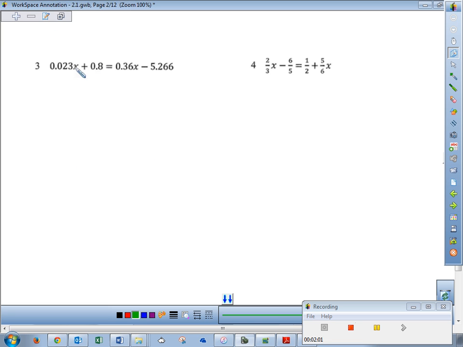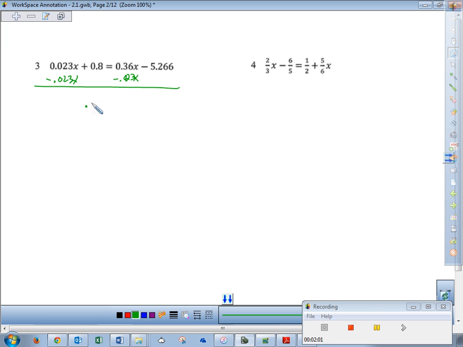Next guy, decimals. If you want to, you could clear the decimals by multiplying by 1,000, because that's the most decimals you see. It's thousandths, 3 decimal places. Or, since we're just doing it algebraically, why don't you just get all the x's on one side, just keep the decimals in there. So I'm going to subtract 0.023x from both sides and use my calculator.